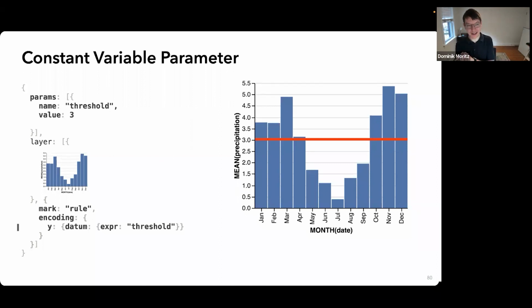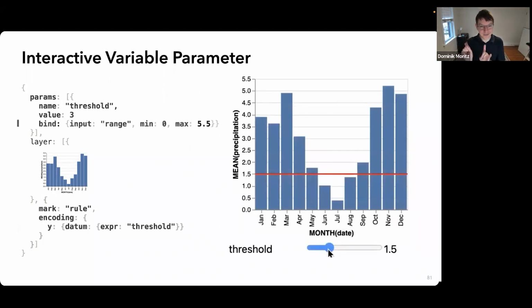So what does that mean? We can have, for instance, a slider and bind the threshold to this input slider. Now if I move the slider around, the threshold value changes, and that changes the Y position of the rule in the specification.